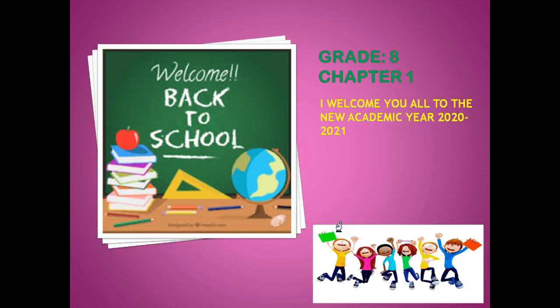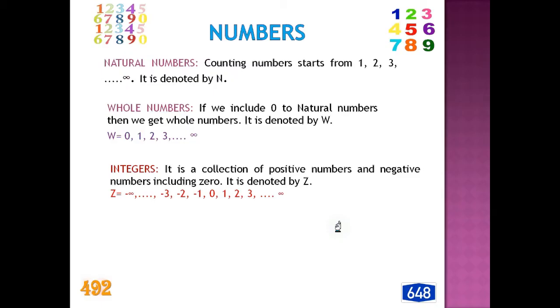I will begin my teaching by taking some basic numbers. Here are some basic numbers. You all are well aware of these numbers. We will go through them quickly. The first type is natural numbers, which are used for counting. Numbers start from 1, 2, 3, and so on up to infinity. The numbers are countless. This symbol is infinity.